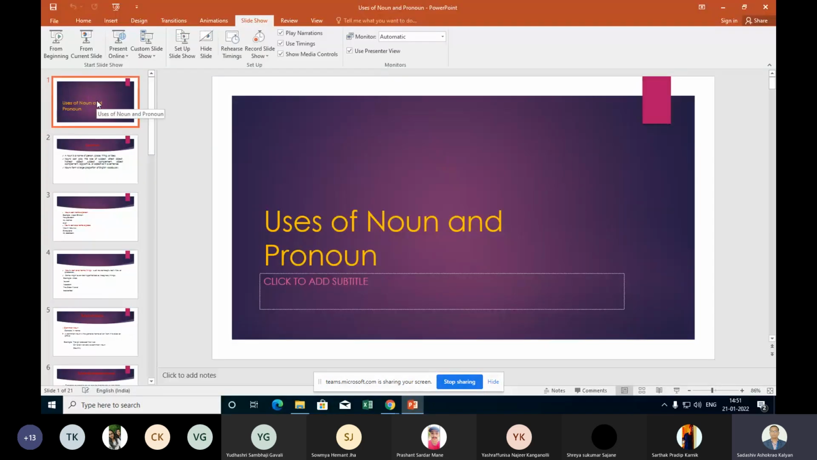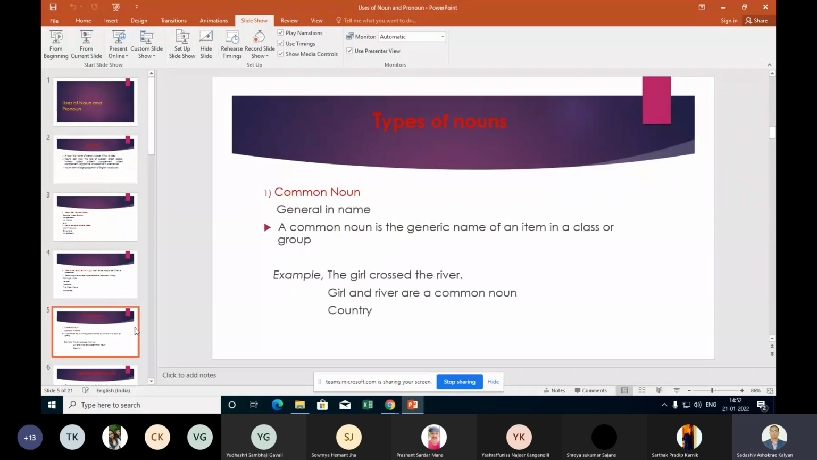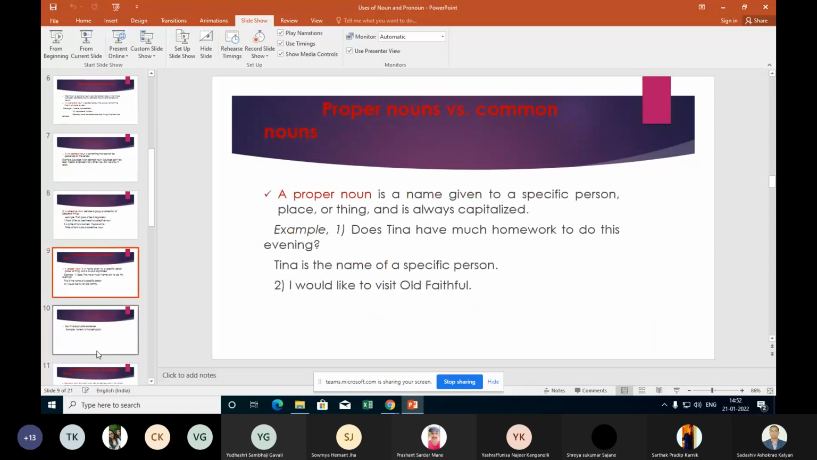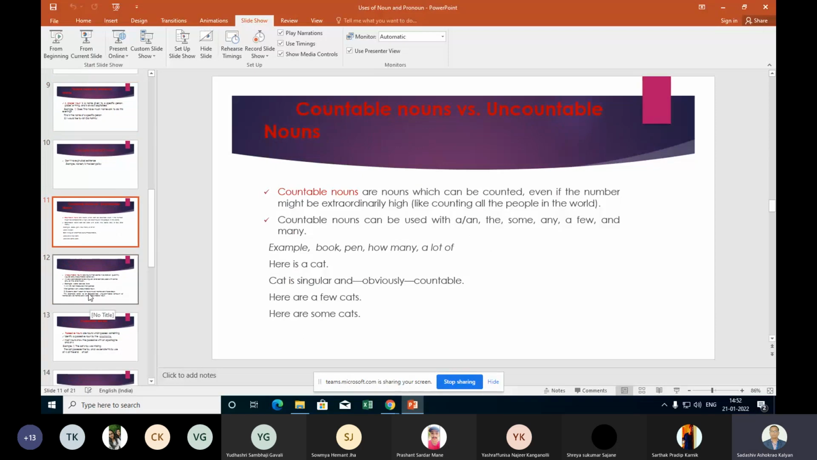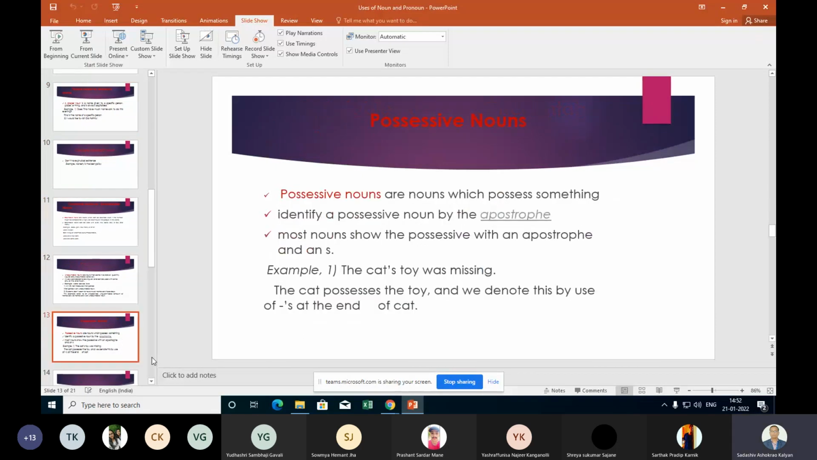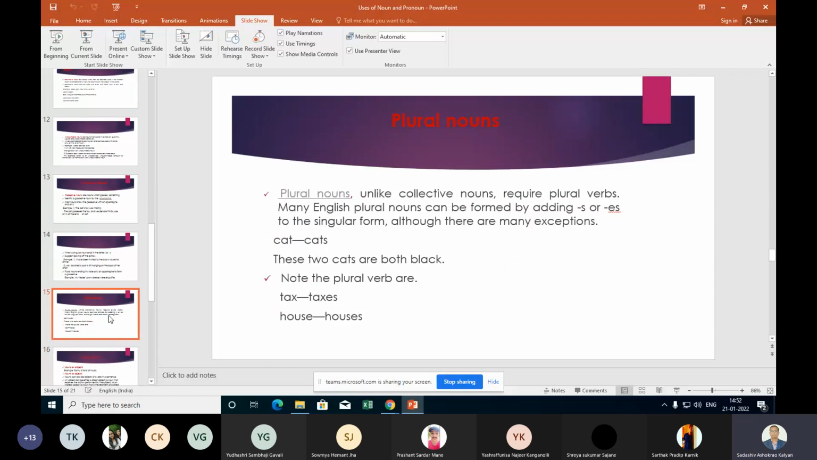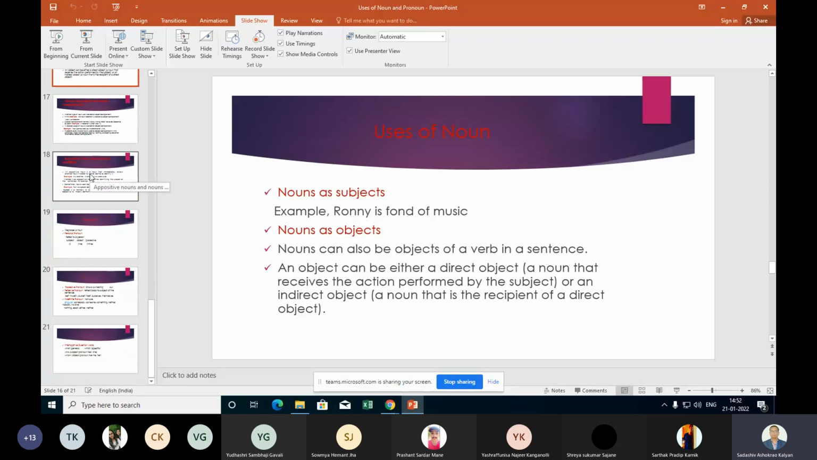So this is all about what is meant by noun and the various types of nouns: countable noun, uncountable noun, common noun, proper noun, possessive noun, plural nouns. Then we have also studied the uses of noun, what is meant by pronoun, and the various kinds of uses of pronoun.